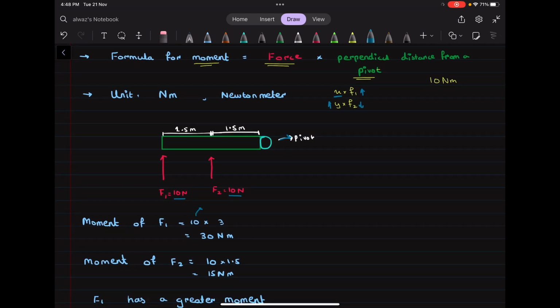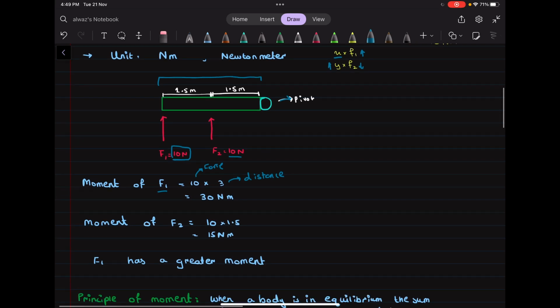So here we have the force and we have the distance. The force is this and the distance is going to be this whole distance because we're calculating the moment for F1. So 1.5 plus 1.5 is 3, and we get that our moment is 30 Newton meters.